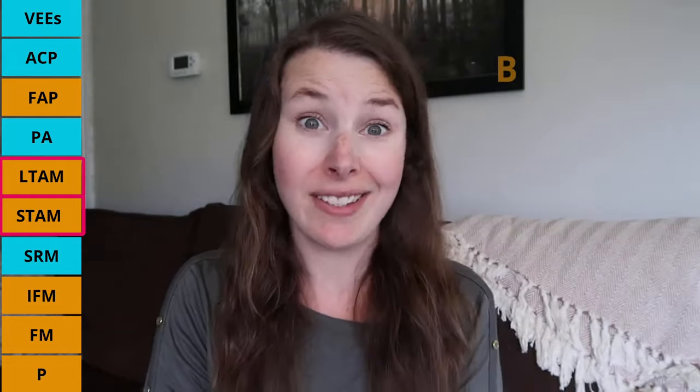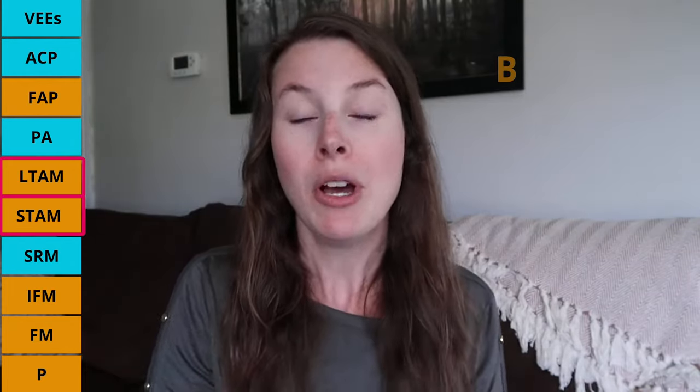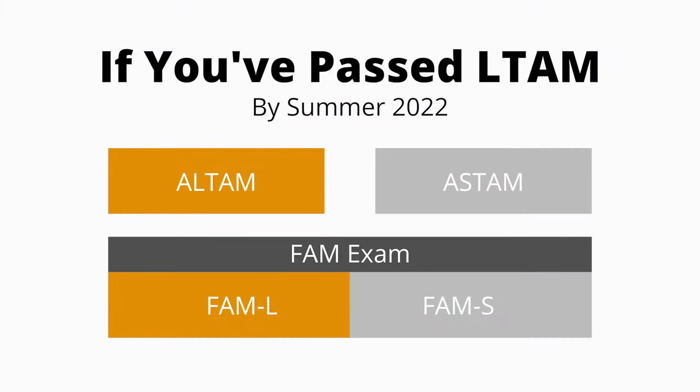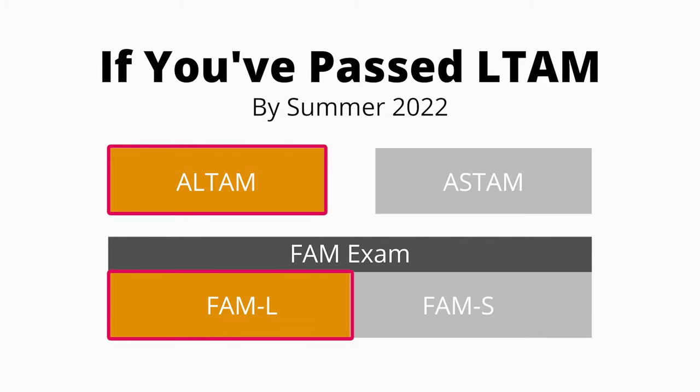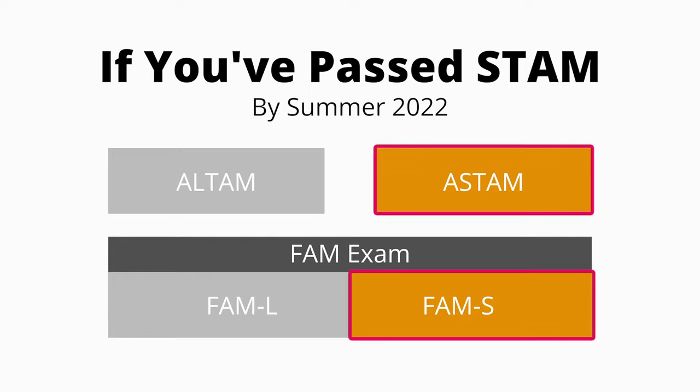So let's talk about transition rules. What is going to happen with any current credits you have for exam LTAM or STAM? So if you have passed LTAM, that means you're going to get credit for the ALTAM exam, plus you're going to get credit for half of the FAM exam. They're calling this half the FAM-L exam because it corresponds to the material on the LTAM exam. So basically, if you've passed LTAM, you're going to get credit for one whole exam and half of the FAM exam. If you have passed the STAM exam, then you're going to get credit for the ASTAM exam and the other half of the FAM exam, the FAM-S portion.